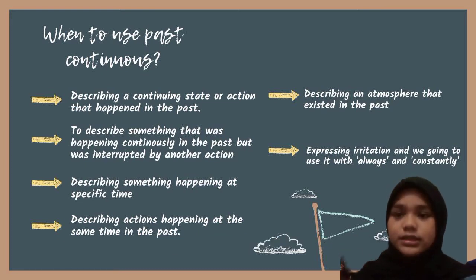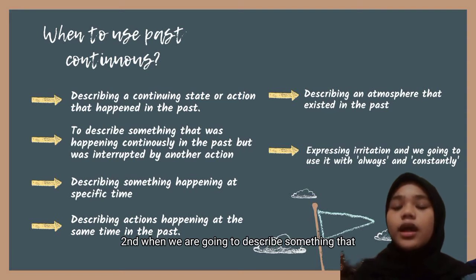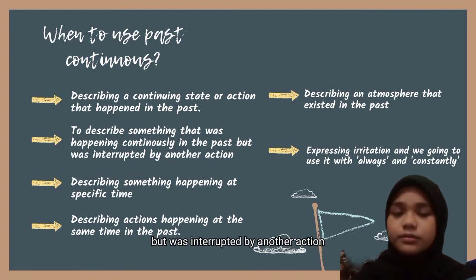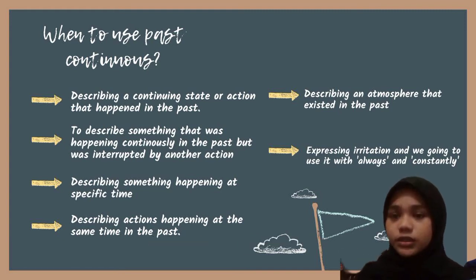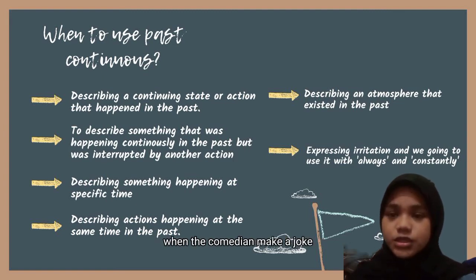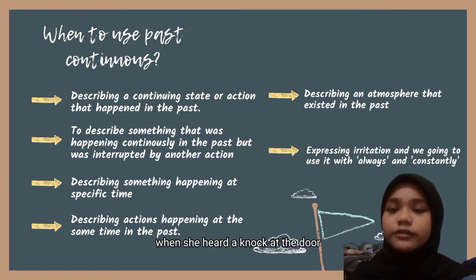university in Paris. Second, when we are going to describe something that was happening continuously in the past but was interrupted by another action. Example, the audience was laughing when the comedian made a joke. She was watching television when she heard a knock at the door.